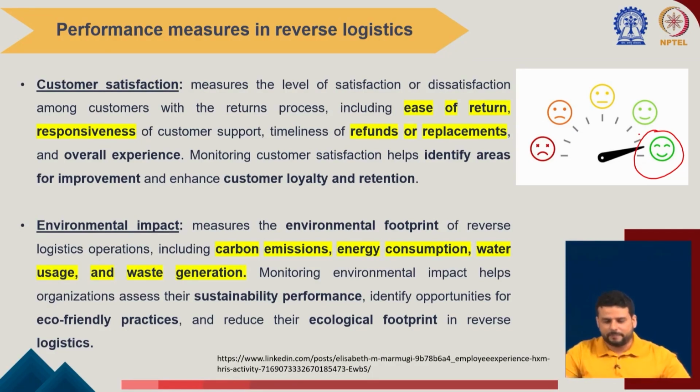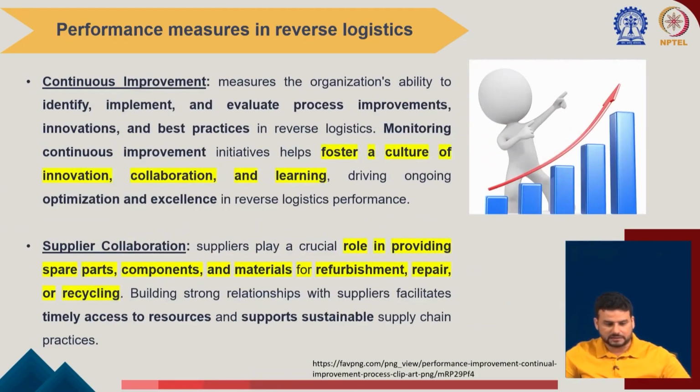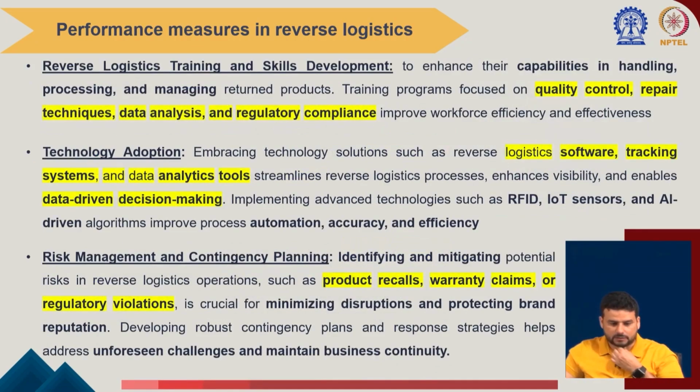So, environment impact, you need to take care of carbon emission, energy consumption, and how much waste you are generating, right. Continuous improvement will be there when you are tracking your performance metrics, and you need to come up with innovative packaging technology, and I will tell you how Myntra has done that. This will be done only when your supplier collaboration is there, because some of the components may be directly supplied back to the suppliers, and then again used as raw material.